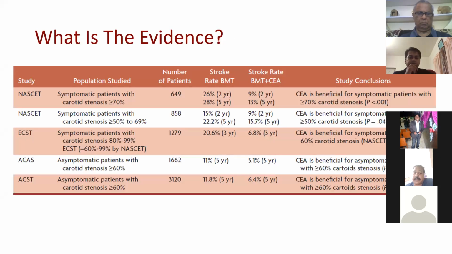So to summarize, what the evidence is like: for symptomatic patients, based on NASCET and ECST, with more than 70% stenosis, CEA is beneficial. For asymptomatic patients, with more than 60%, CEA is beneficial.